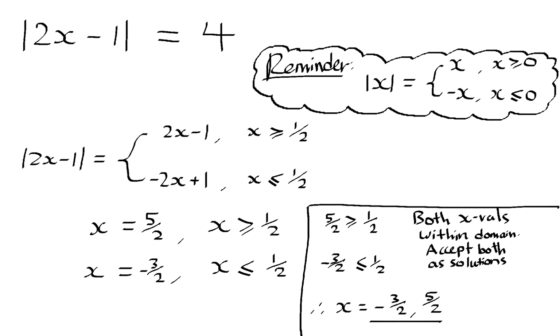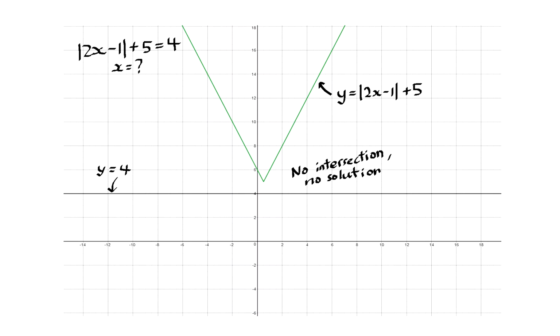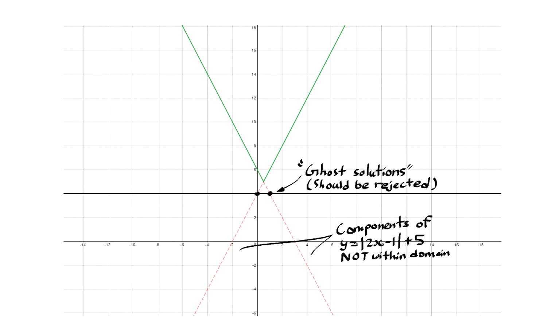The domains are really important because without them, you might end up using values that aren't in the domain as your solution. For example, here, the two curves don't intersect, therefore there should be no solutions. However, if you don't take the domains into consideration, you'll end up with what I like to call ghost solutions, solutions that should be rejected.